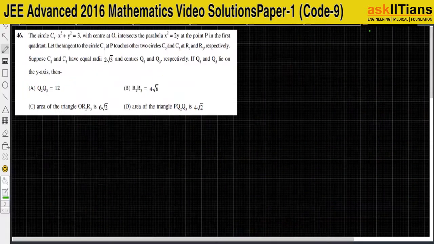Yeah, we can go to question number 10. That's question 46 in the paper. So that's x square plus y square is equal to 3. This is a circle which is given with center at O, intersects the parabola x square equal to 2y.